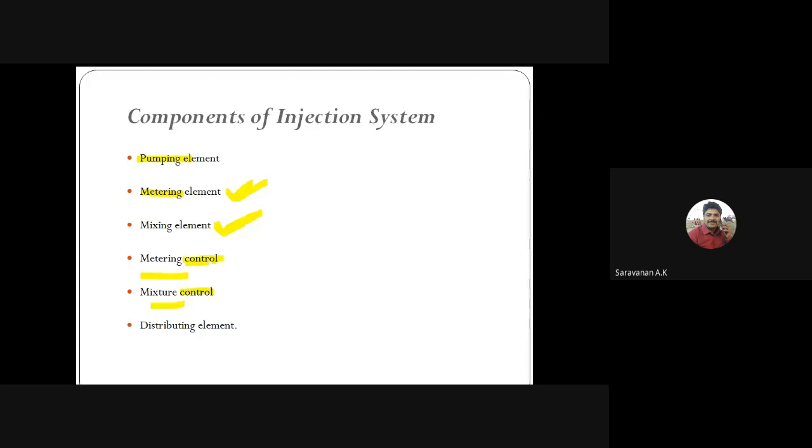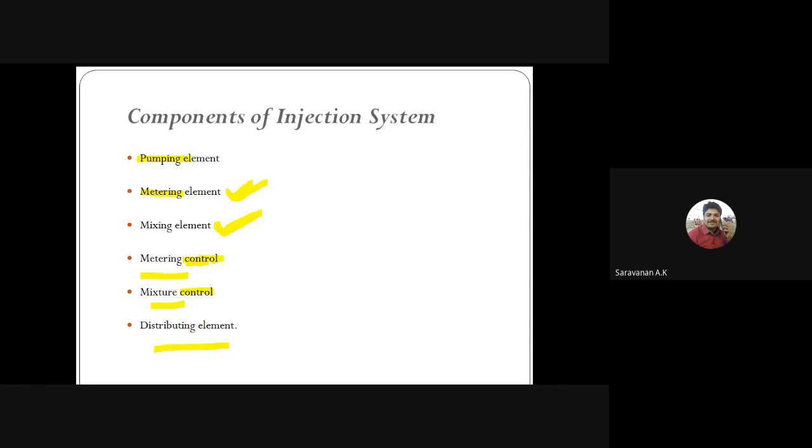So these two, and the distribution, that is the nozzle, the distributing element. In the injection system we have six components: the pumping element, metering element, mixing element, metering control, mixture control, and the distributing element. Here we can see the function of each one by one.